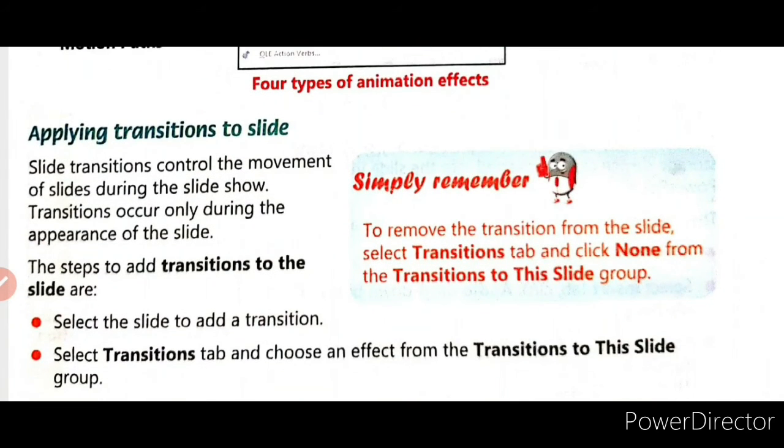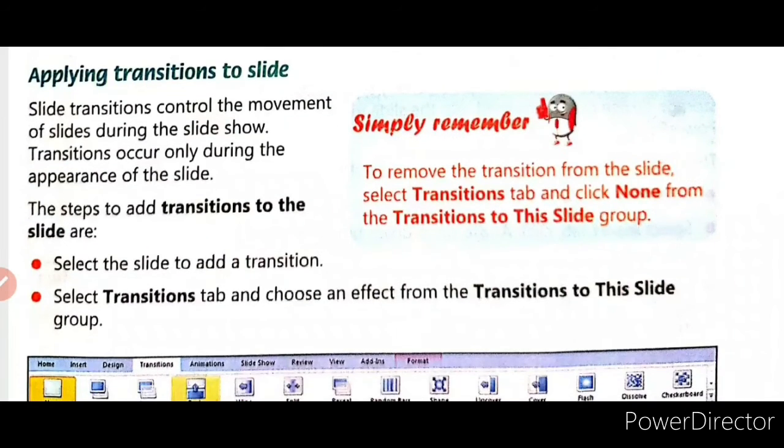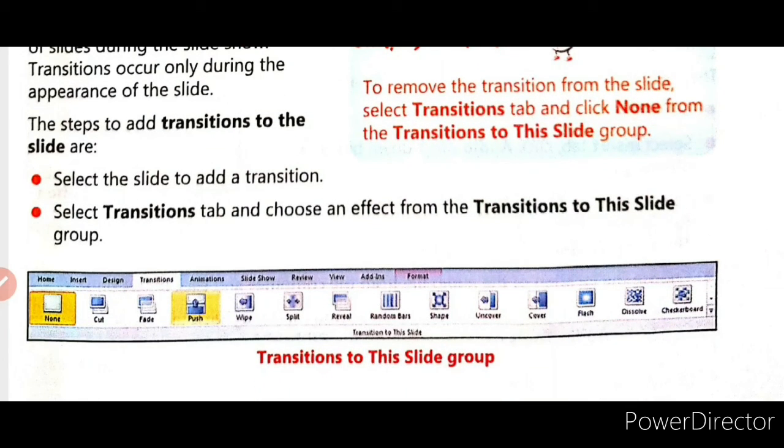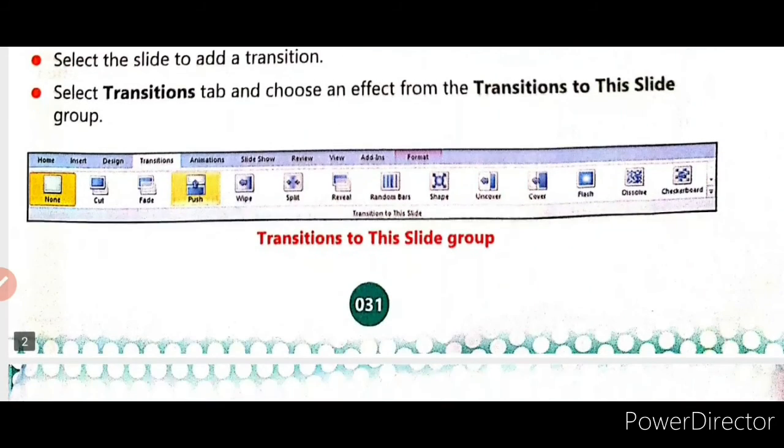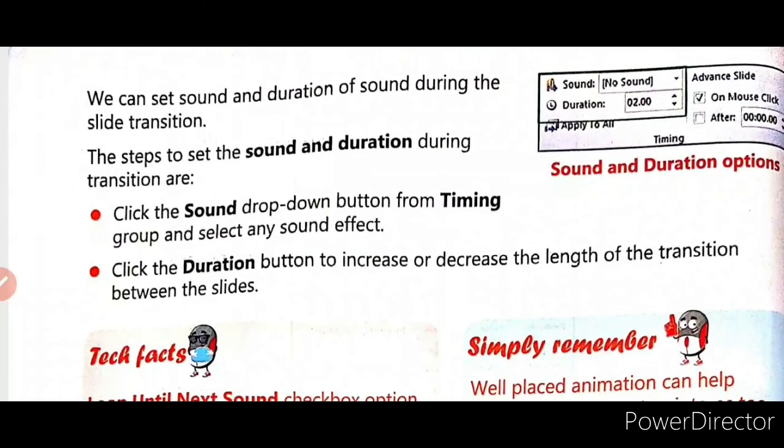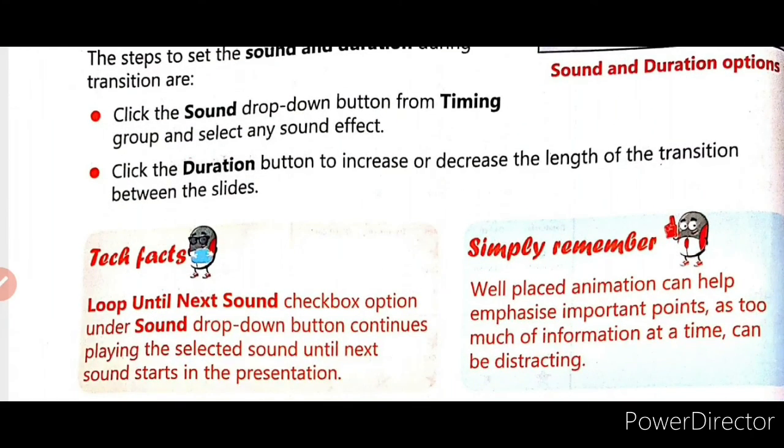Next we have seen how to apply a transition to a slide. For what are we using transitions? To provide control over the movement of slides during the slideshow. The transition occurs only during the appearance of the slide. To remove a transition, you need to click the None option from the Transition to This Slide group. Next we have seen the steps to add transitions to the slide. Then we have seen how to add sound and duration during the transition. We can increase or decrease the length of the transition from the Timing group. Clear?